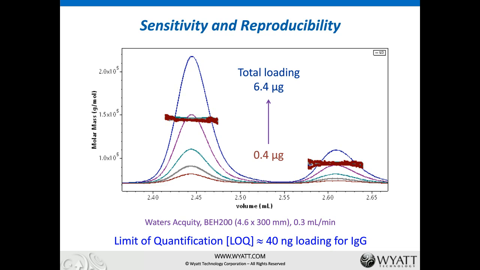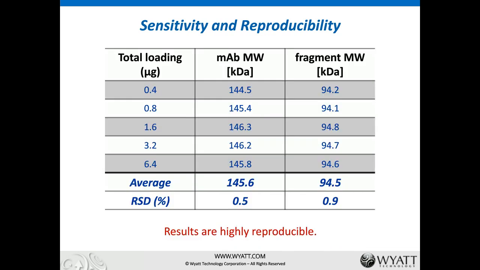For a signal-to-noise ratio of 10, which is usually defined as the limit of quantification, we can lower the injection amount further to 40 nanograms for this particular mixture. These results confirm that microDAWN is really among the most sensitive MALS detectors in the world. Here we also have a table that summarizes the measured molecular weights of these two proteins with the different injection amounts. The relative standard deviation, as you can see here, is less than 1%. These results show that the measurements by microDAWN and UT-rEX are robust and highly reproducible.